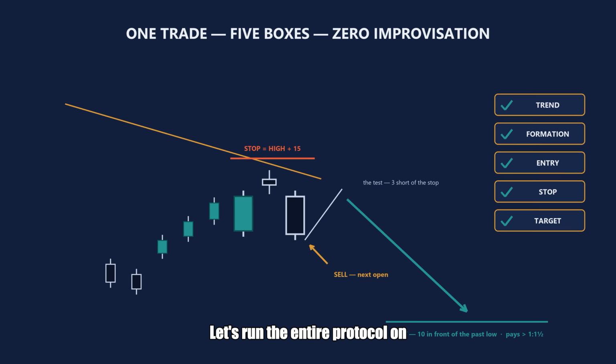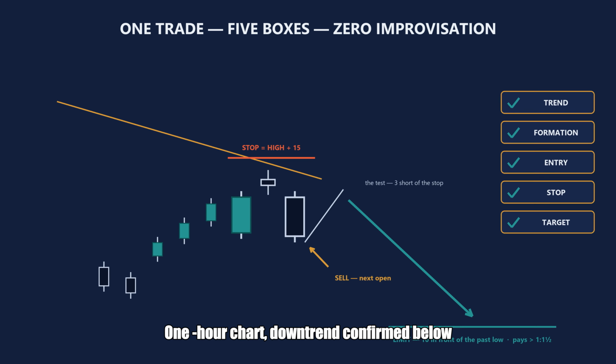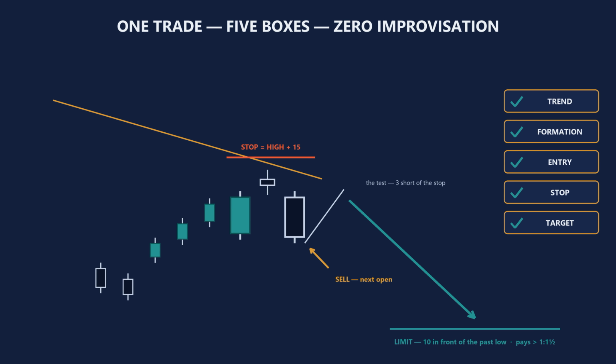Let's run the entire protocol on one chart, start to finish. 1 hour chart. Downtrend confirmed below the trend line, and the 4 hour agrees. Box 1. The market waves back up and prints an evening star. Strong bull, doji above, strong bear closing past the 60% U-turn. Box 2. Sell at market on the open of the next candle. Box 3. Stop, 15 above the star's high. Box 4. Target. Nearest past low pays more than 1.5 to 1. Limit order 10 in front of it.